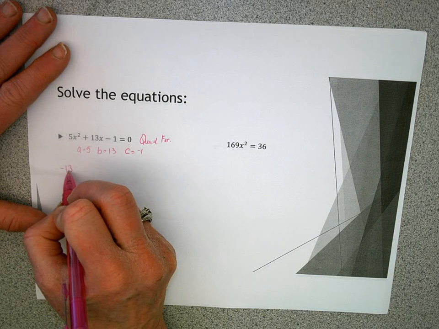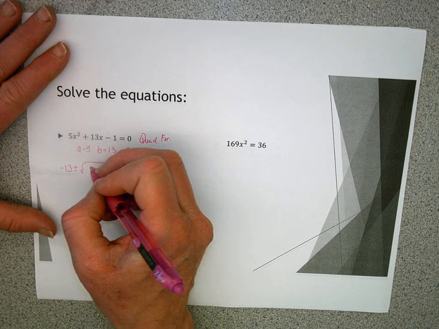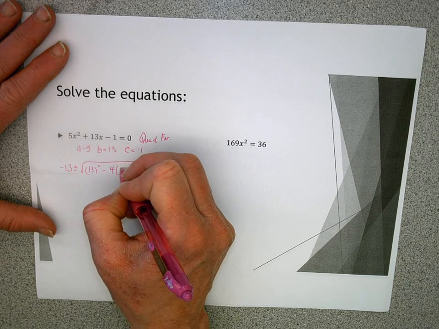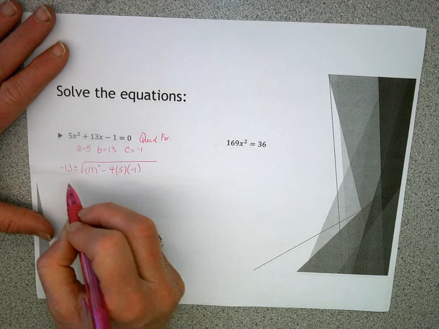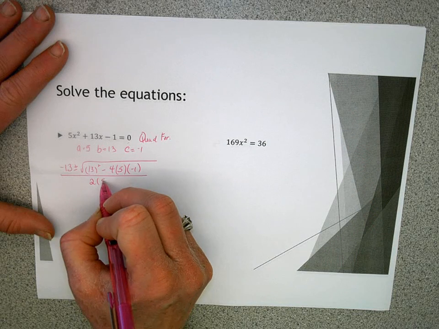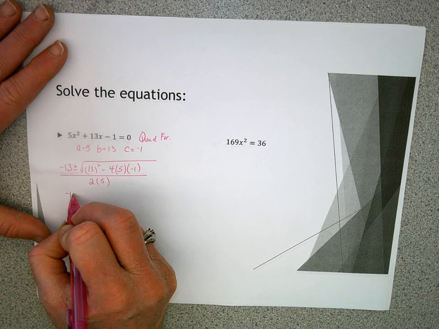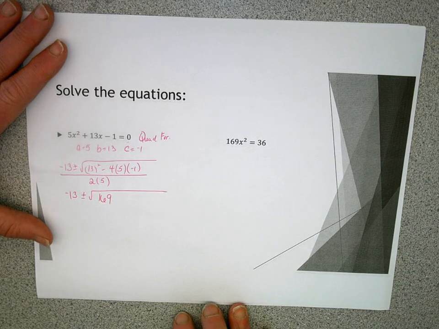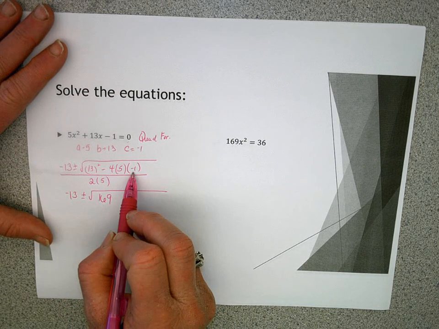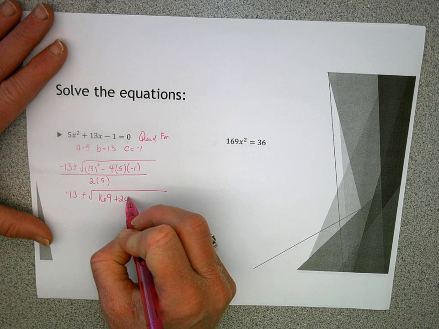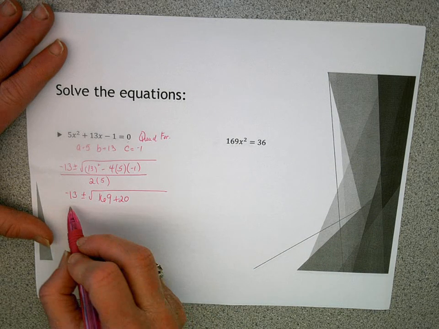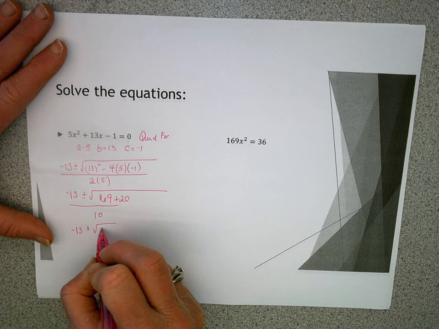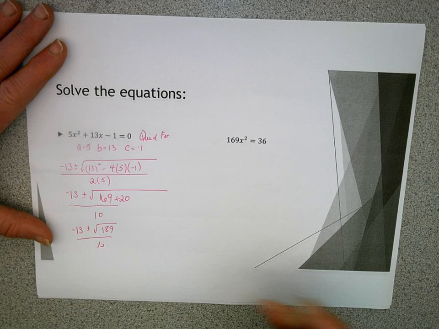So opposite of B, plus or minus the square root of B squared minus 4 times A times C all over 2 times A. So we have -13 plus or minus the square root of 169. That's what 13 squared is. And then minus a minus is going to be plus 20 over 10. Or -13 plus or minus square root of 189 over 10.